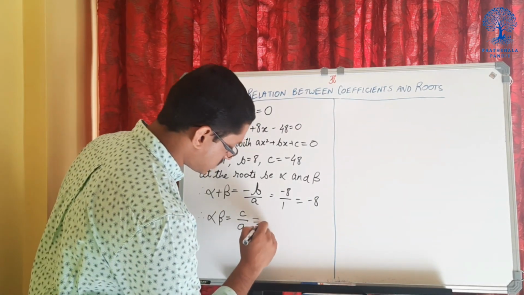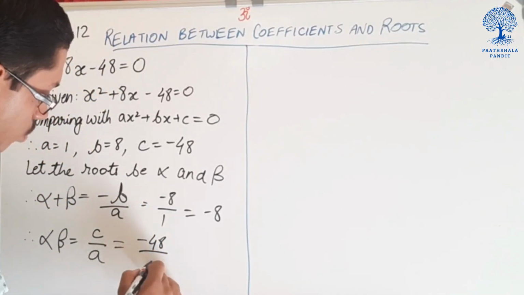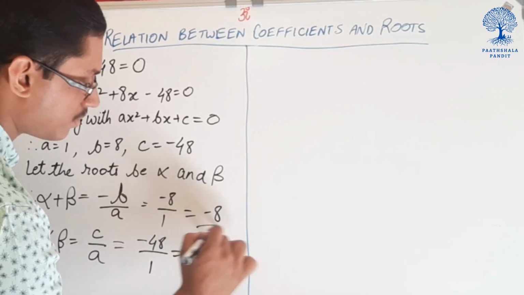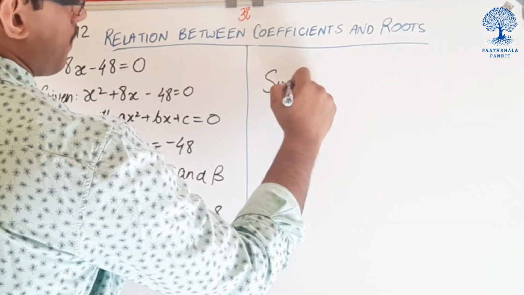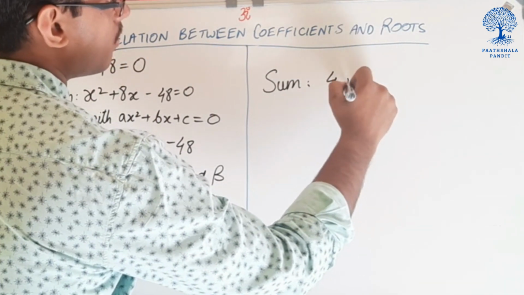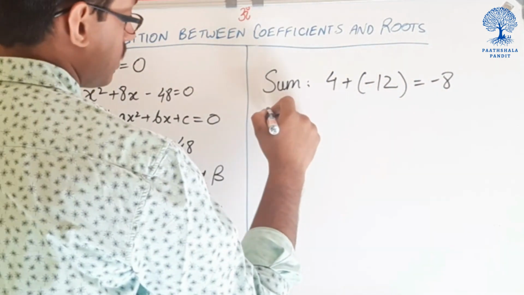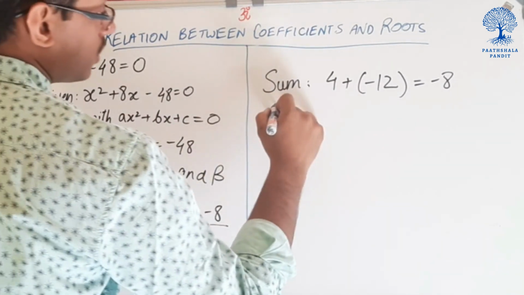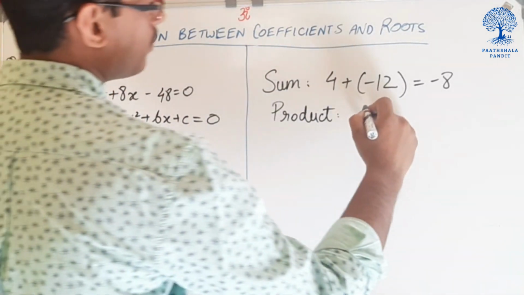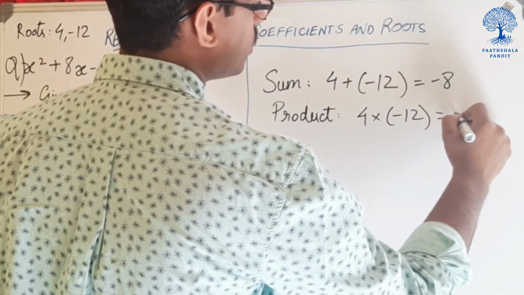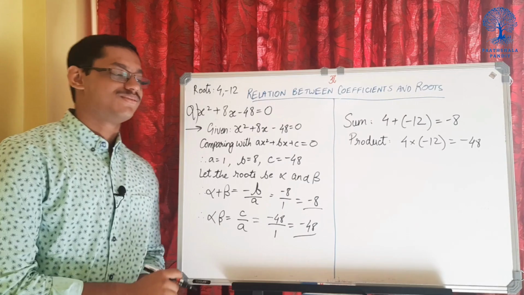So let's see, alpha beta is c by a. What is c? It is minus 48. And what is a? It is 1, so it is minus 48. So the sum is minus 8, the product is minus 48. Now let's see here. What is the sum? 4 plus minus 12, it is minus 8. See, minus 8 got matched. And the product is 4 multiplied by minus 12, it is minus 48. Here also it matched. So we can clearly see the formula works.